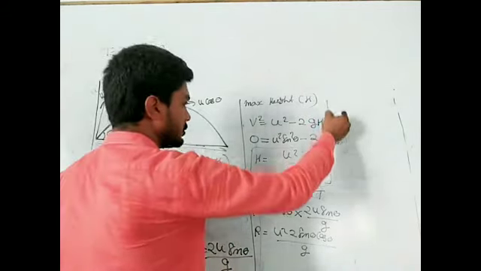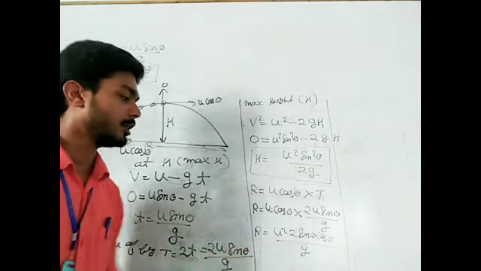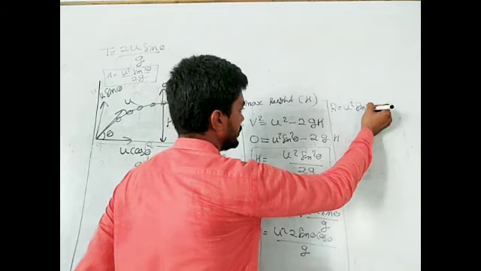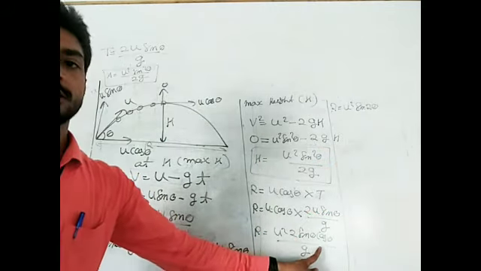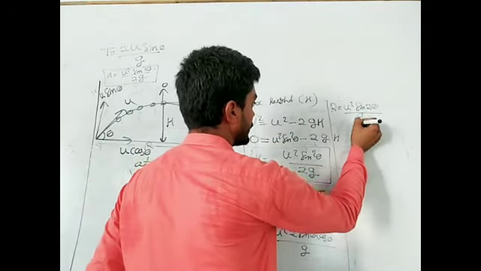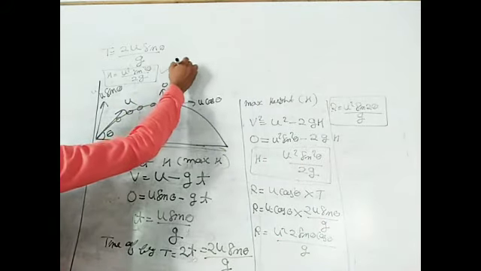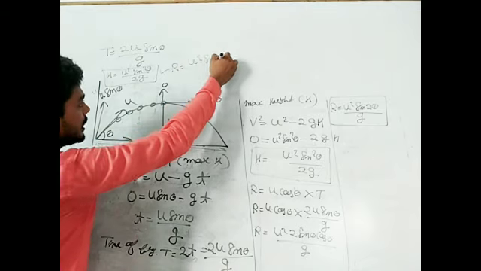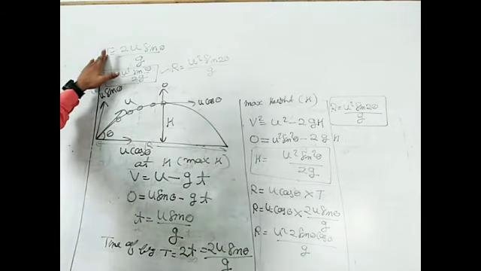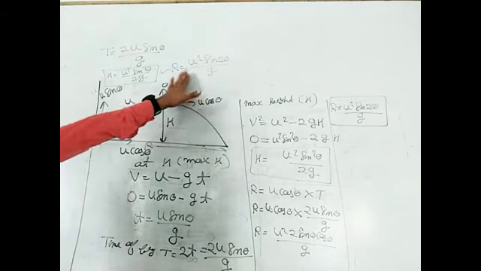And you are a mathematics student. Either you are mathematics or biology students, you should know that 2 sin theta cos theta is equal to sin 2 theta. So r is equal to u square sin 2 theta by g. Then this is the formula of range. We have these three formulas. Number 1 is for time of flight, number 2 is for maximum height, and number 3 is for the range.